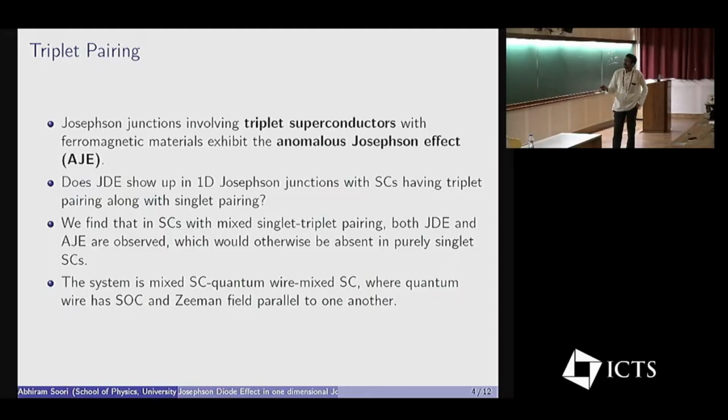So the question that we posed was: does the Josephson diode effect show up in one-dimensional Josephson junctions with superconductors having triplet pairing along with singlet pairing? And we find that in these mixed singlet-triplet pairing superconductors, both the Josephson diode effect and the anomalous Josephson effect show up, which would have been otherwise absent if the superconductor was purely singlet. And so the system that we study is basically mixed pairing superconductors on two sides with a quantum wire in between. The quantum wire has spin-orbit coupling and Zeeman field, and the directions of the spin-orbit field and the Zeeman field are parallel to one another.